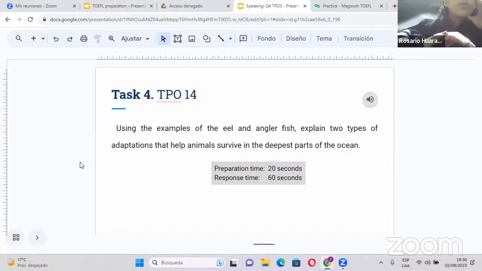Okay, thank you, Miss. One question. Is it supposed that the instructions of what we should do will appear next to the audio, or not? I mean, you will have a narrator for the entire exam. So that person says, listen to part of a lecture in a biology topic. And then you hear the lecture, and then they will read the question for you. Using the examples of the eel and anglerfish, that will be the narrator.